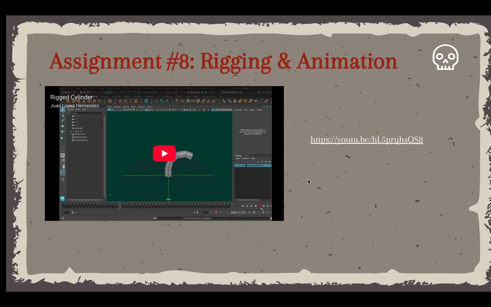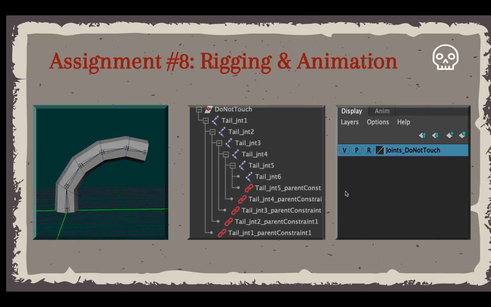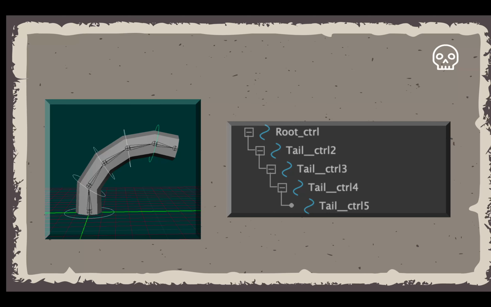Here we have a short rigging and animation for my cylinder. And here are my layers for the cylinder. We have the roots and their constraints, and they're all parented. We have the root in action, as well as a dedicated layer so that the roots may not be touched by accident. Closer look at the controllers.